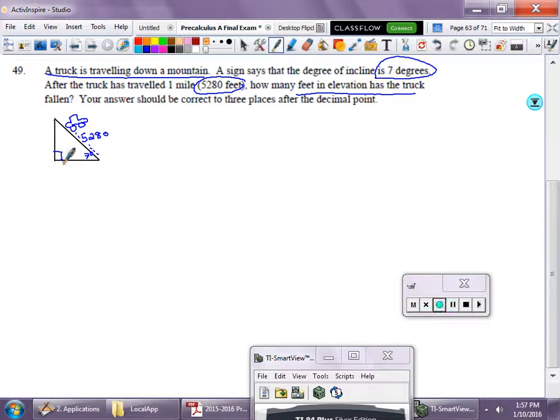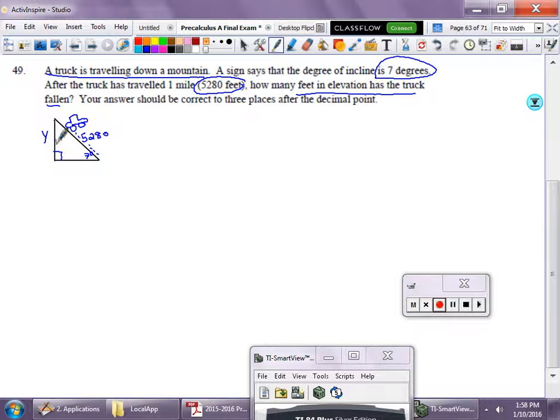Again, we're looking at the height of the mountain. And they want us to find how many feet in elevation the truck has fallen. So feet in elevation, fallen, has to be here. Because they want to know how far it's fallen. That means how far it goes down in elevation. That's pretty tricky, but that's the only thing they could be talking about.